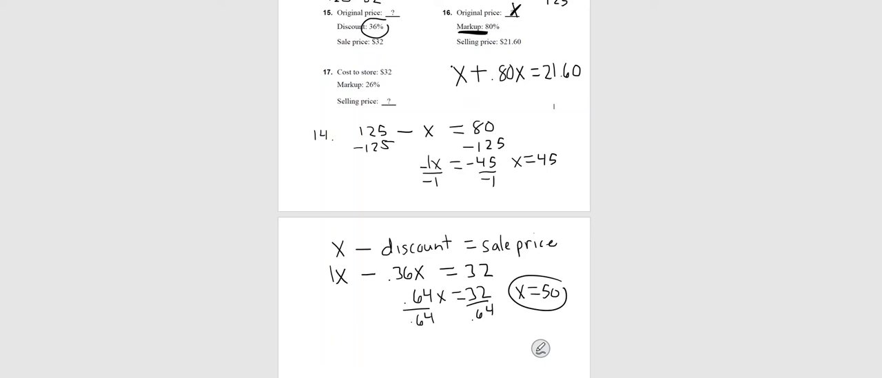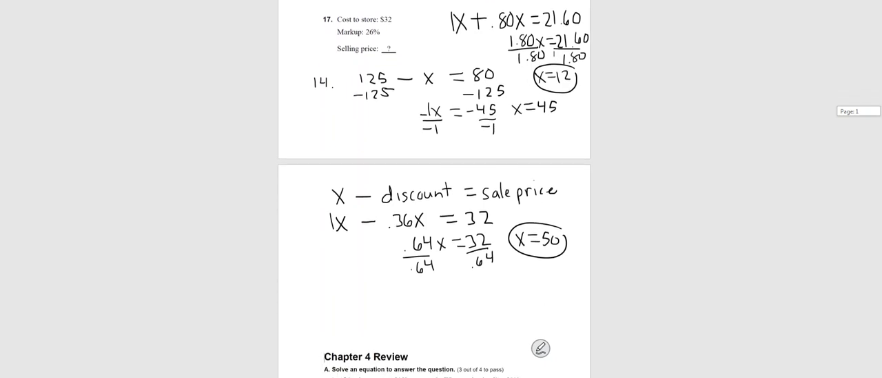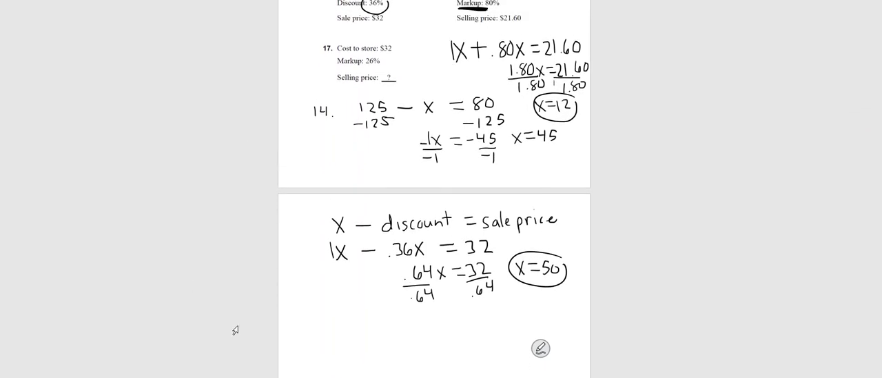And now we just solve this equation. 1 plus 0.80 is 1.80 times x equals 2160. And then to solve for the x, we would divide by 1.80 on both sides. So 2160 divided by 1.80 is 12. So that means our original price is 12. Okay, let's go ahead and look at number 17. Kind of running out of space here, so I'll do 17 right down here.